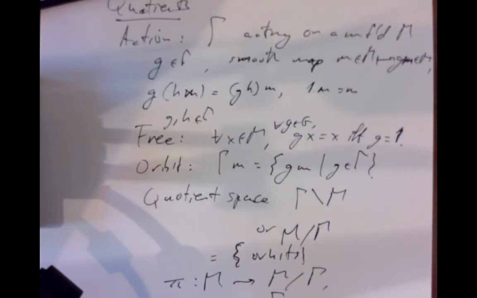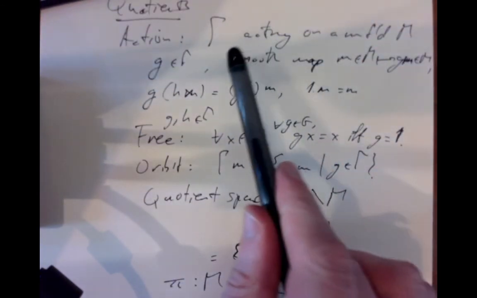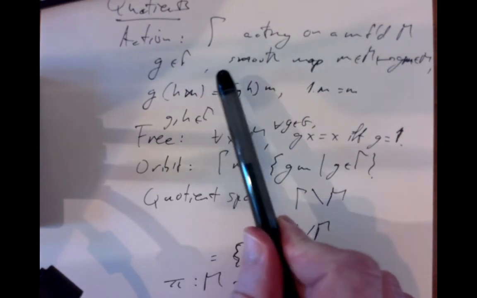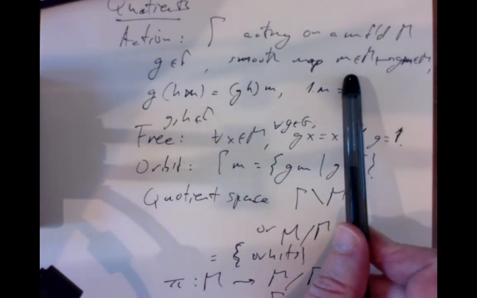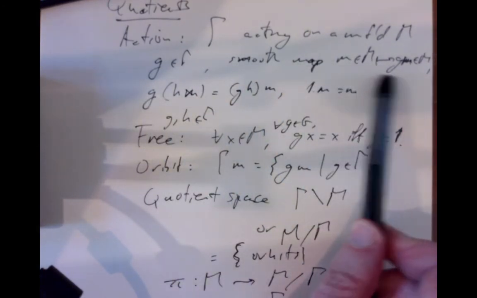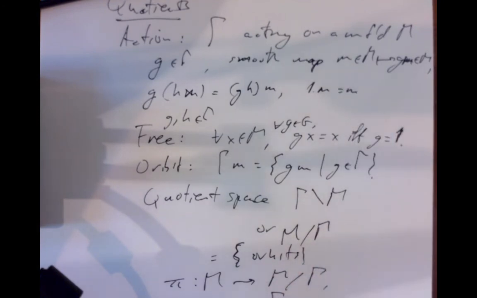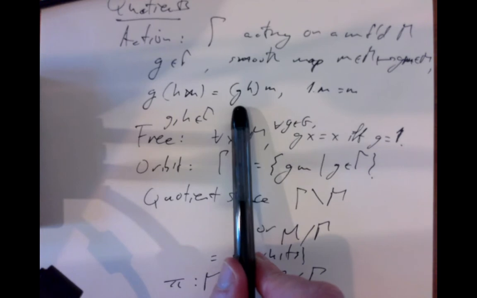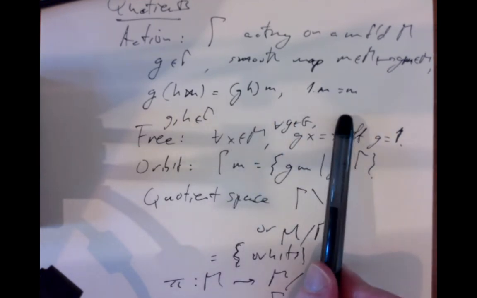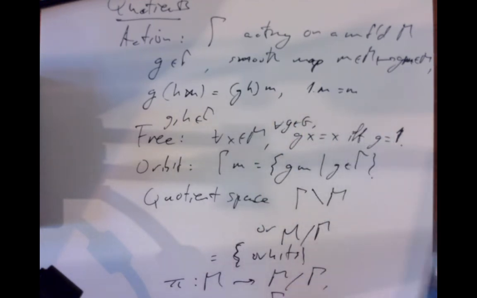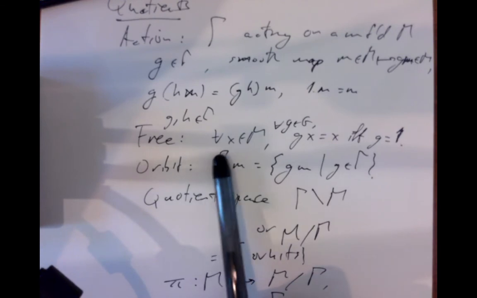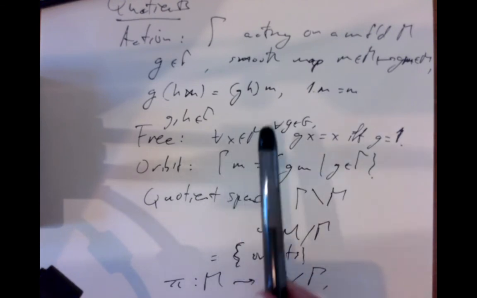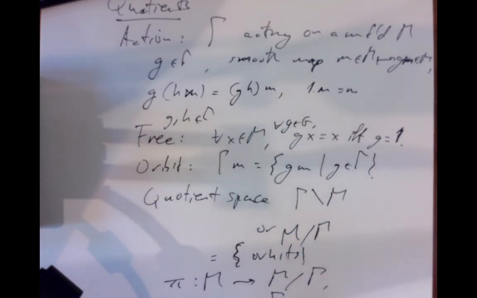So a group action is going to be some group acting on a manifold, but it acts by smooth maps. Each element of the group transforms the manifold, with each point M going to GM according to some smooth map. And when you compose the maps, you multiply in the group, and the identity element trivially fixes every point. I've changed my notation somehow from little m's to little x's, but whatever.